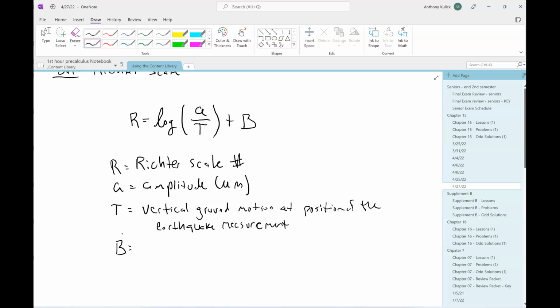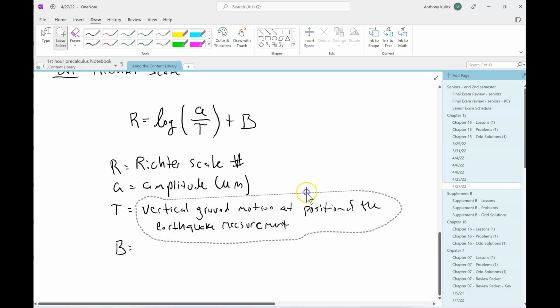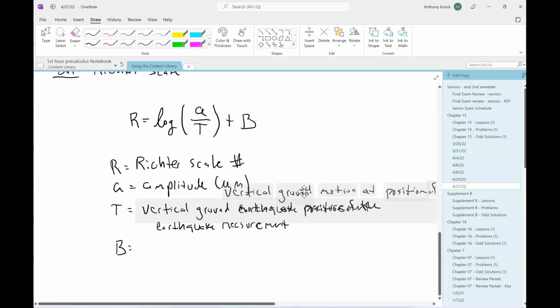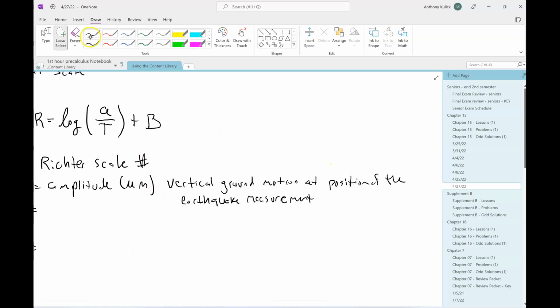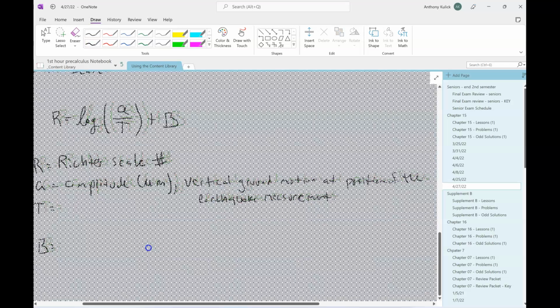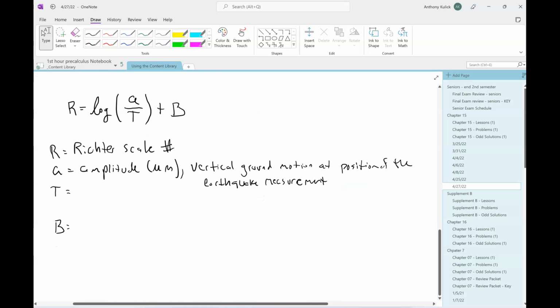Oh my goodness, Mr. Kulik, I buggered this all up. Excuse me. All right, so let's do this. So A is the amplitude. That is the vertical ground motion at the position of the earthquake. T is the period of the associated wave measured in seconds.